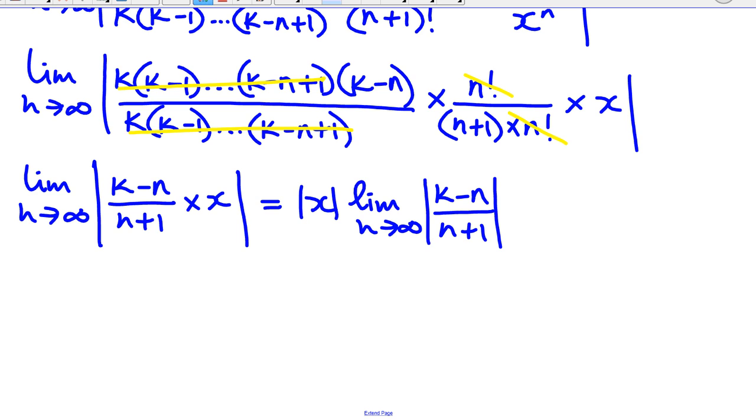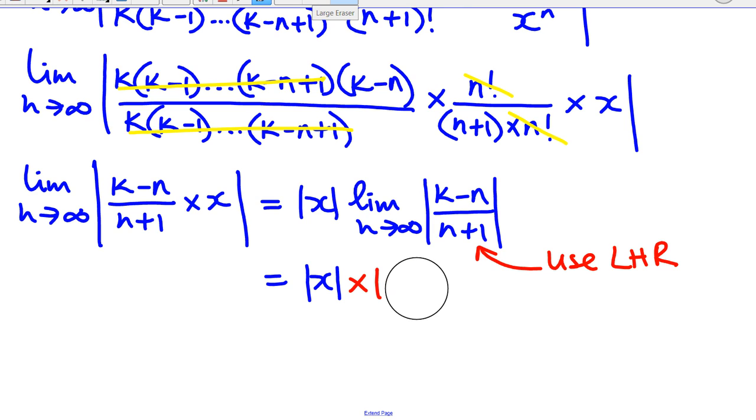This will be equal to, and here you can use L'Hopital's rule, LHR. So what you'll end up with is the absolute value of x multiplied by the absolute value of negative 1, which is just equal to the absolute value of x.